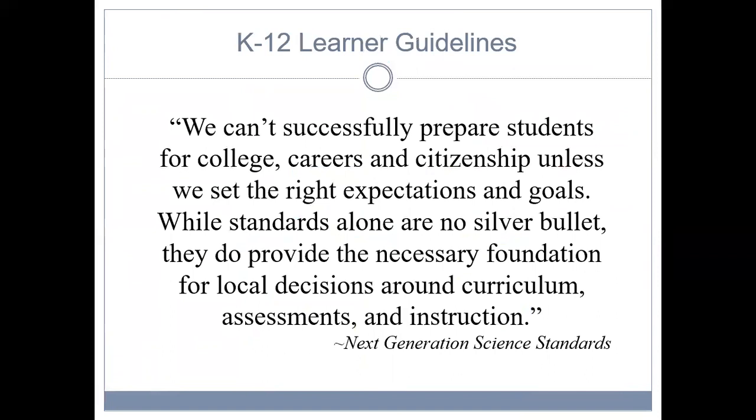So the K-12 learner guidelines, when we think about what these are and why we need them, they essentially are giving us the goals for what we're working towards, the goals for environmental literacy. This is a quote that I pulled from the Next Generation Science Standards, but I think applies the same to our work, in that we can't successfully prepare students to be environmentally literate unless we know where we're headed. And that's what putting together these standards are all about.